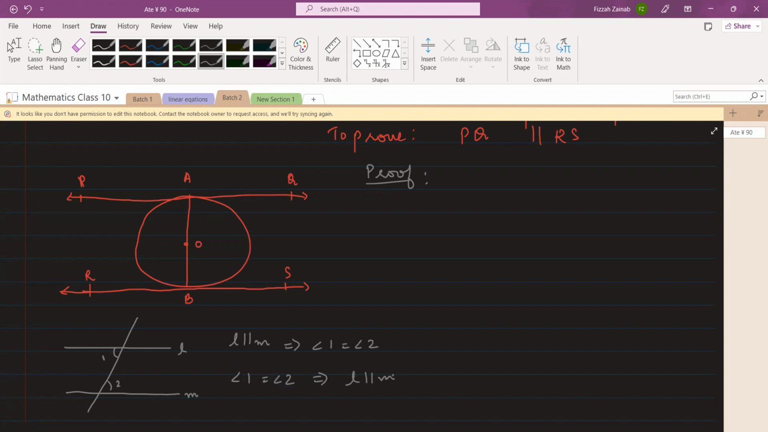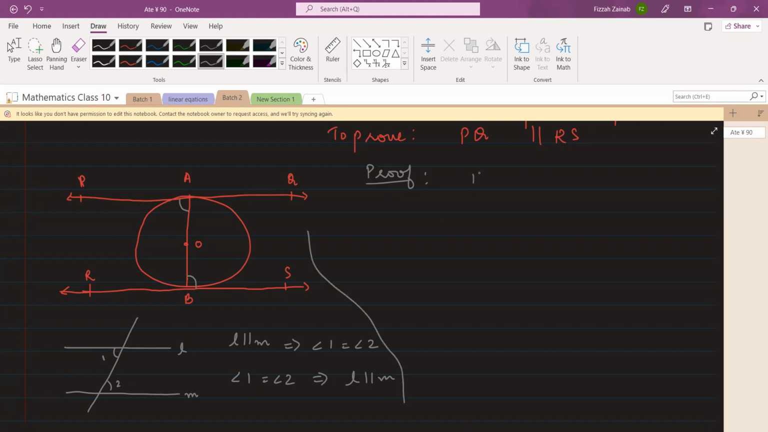So the same thing we can do here also. If we take AB as a transversal, and so what are the alternate interior angles? One angle is this, another angle is this. So if we show that the alternate interior angles are equal, that means the lines are parallel. And that we can easily show. That is 90 degree here. Okay. So this will be the approach basically.